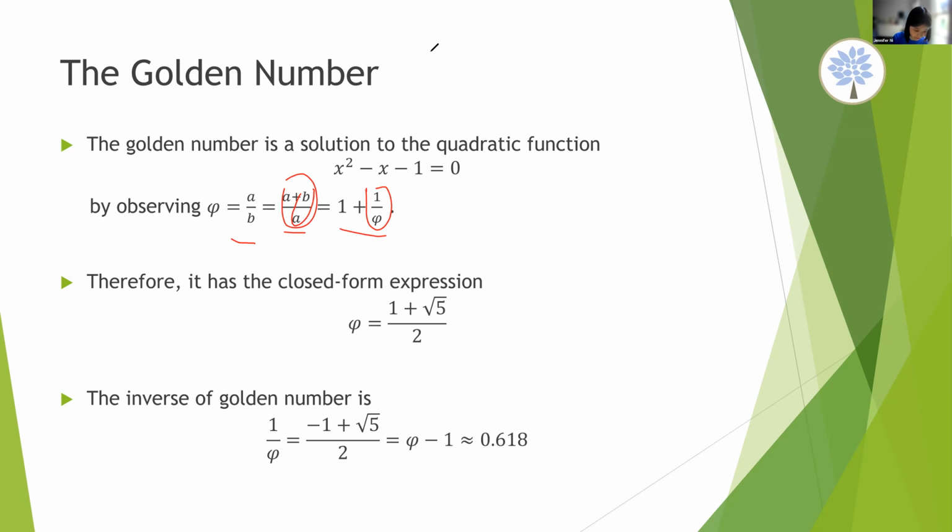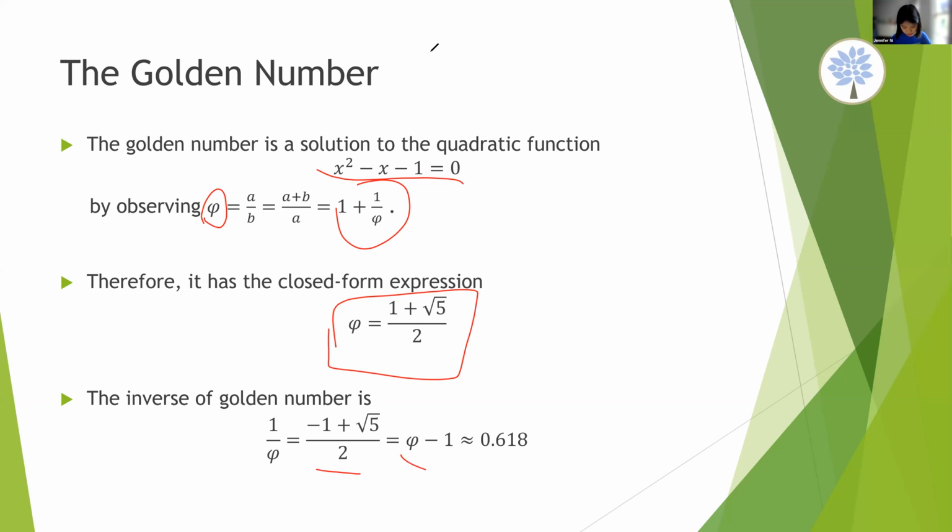Now, when you multiply phi on these two sides, you will obtain the quadratic. Solving, we reach that phi is equal to 1 plus root 5 over 2, because phi should be positive. The inverse of the golden ratio is negative 1 plus root 5 over 2, which is also phi minus 1. You can see this holds by taking this equation and subtracting 1 on both sides.